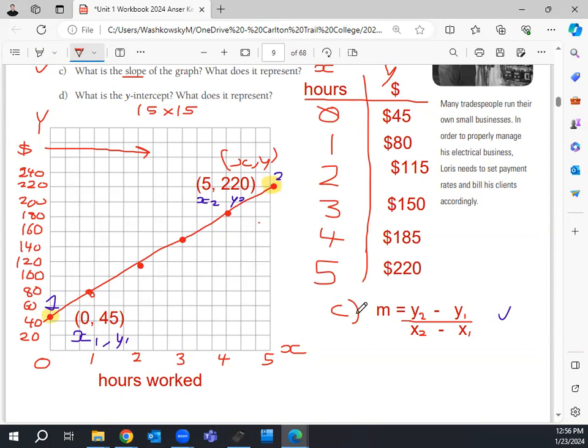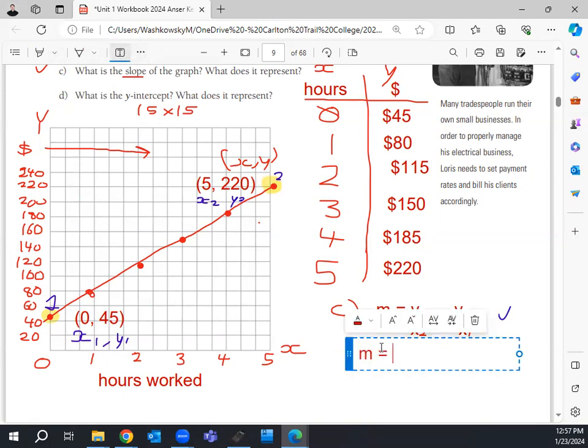So I have my 2 points. The next part I have to do is I have my formula, and the next part is always going to be substitute. Just like those steps from yesterday, I'm going to substitute. I don't know what my slope is, so I'm going to bring an M as it is. But I know what my Y2 is. My Y2 is 220. I'm going to type this in to make it neater.